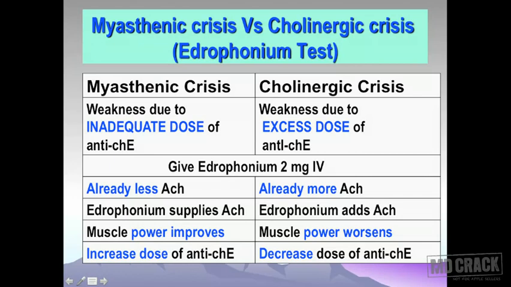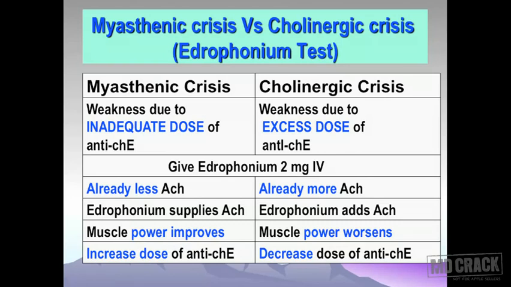Let's imagine what's happening at the neuromuscular junction. This patient is on inadequate dosage of anti-cholinesterase agent. It means there is already less acetylcholine at the neuromuscular junction. Edrophonium is an anti-cholinesterase agent which is supposed to supply acetylcholine. The patient had less acetylcholine. Edrophonium supplies acetylcholine, so the muscle power of the patient improves. So the patient gets better and the muscle power improves. If the muscle power improves, it proves that this patient had less acetylcholine.